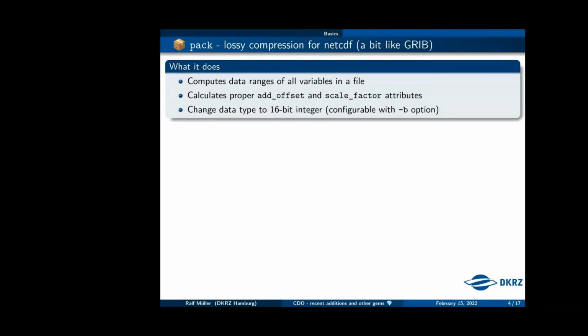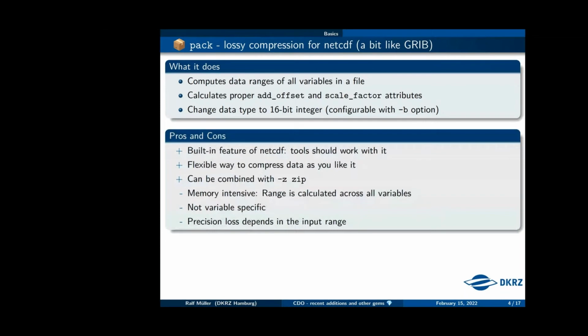So what it does is it turns your data into 16-bit integer and computes the needed attributes, and you get quite a bunch of compression with it. So it's pretty flexible because you have full control, and you can also combine it with a lossless compression built into netcdf4, which you can use with -z with CDO. Also, this is totally transparent to netcdf, so these compressed files can be used with other netcdf tools.